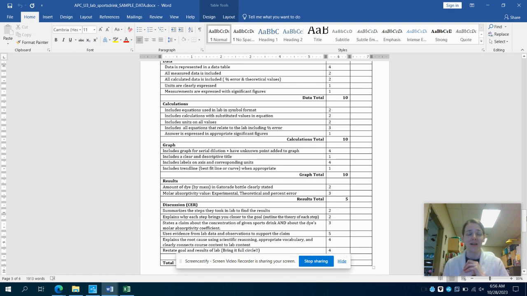Molar absorptivity percent error calculation. So I will come back to that in a moment. Let's go on to the graph.